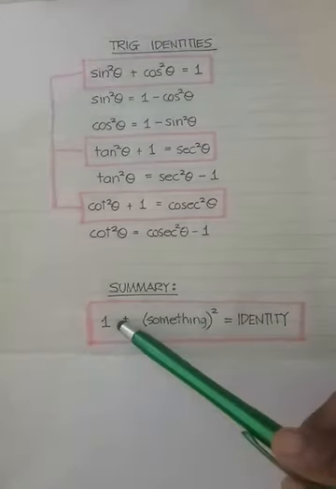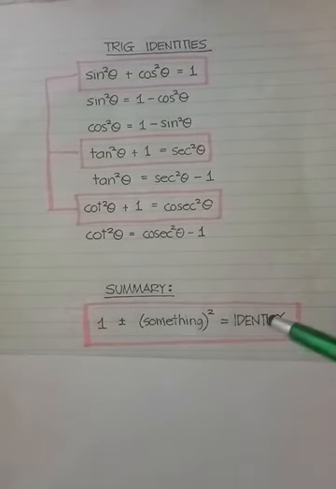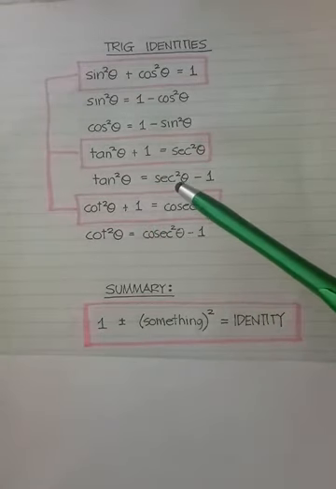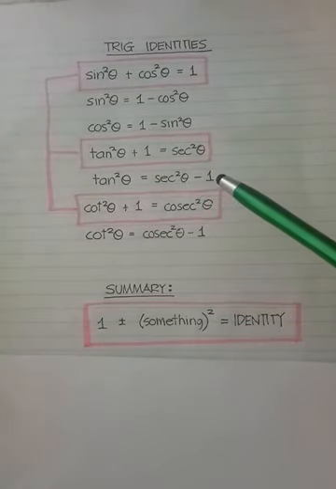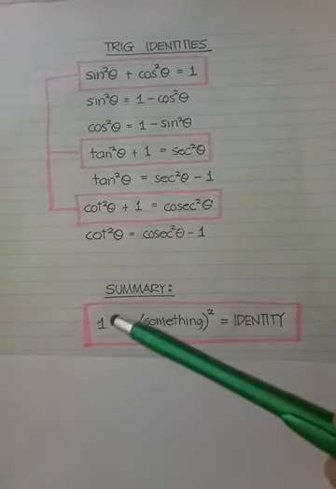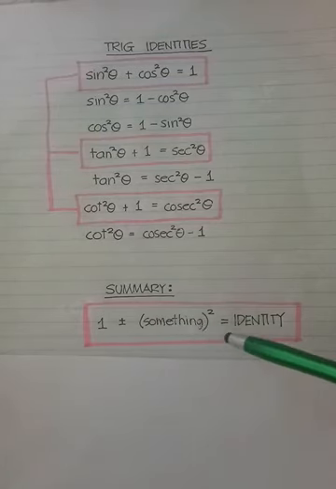Whenever you see 1 plus or minus something squared, you might be dealing with an identity. You notice here there's something squared plus 1. In this case, there's something squared minus 1. Or 1 minus something squared. Whenever you see 1 plus or minus something squared, you might be dealing with an identity.